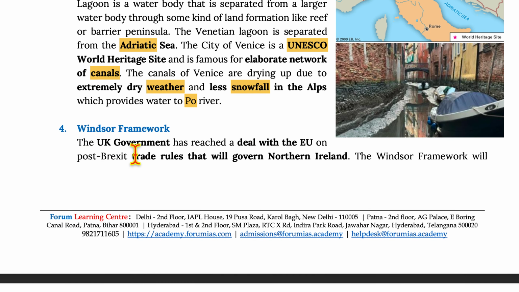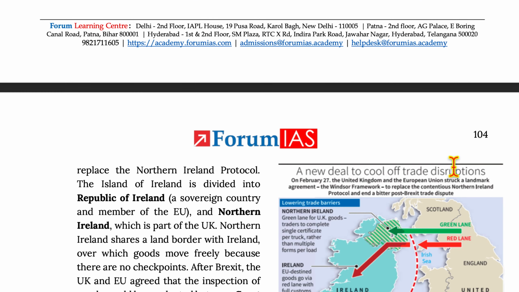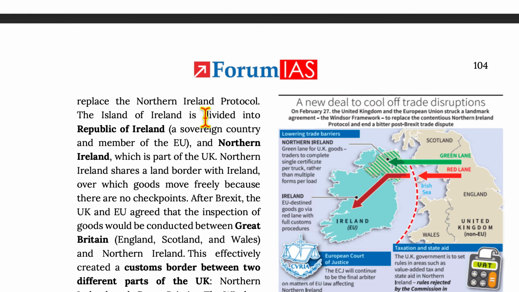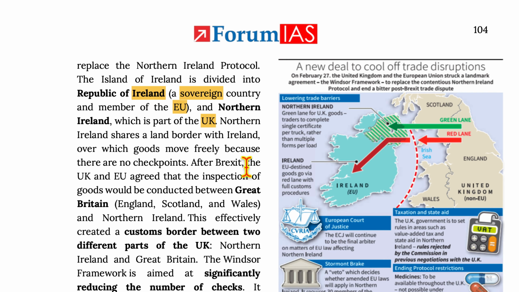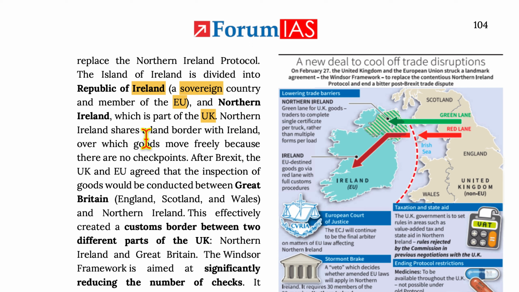Windsor Framework. The UK government has reached a deal with the EU on the post-Brexit trade rules that will govern Northern Ireland. The Windsor Framework will replace the Northern Ireland Protocol. The island of Ireland is divided into the Republic of Ireland, that is a sovereign country and a member of the EU, and Northern Ireland, which is part of the United Kingdom. Northern Ireland shares a land boundary with Ireland, over which goods move freely because there are no checkpoints.